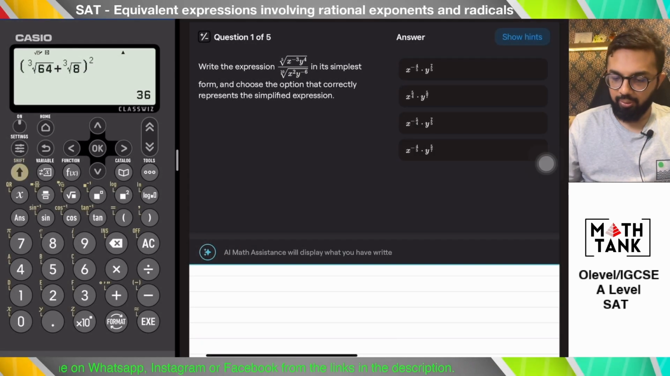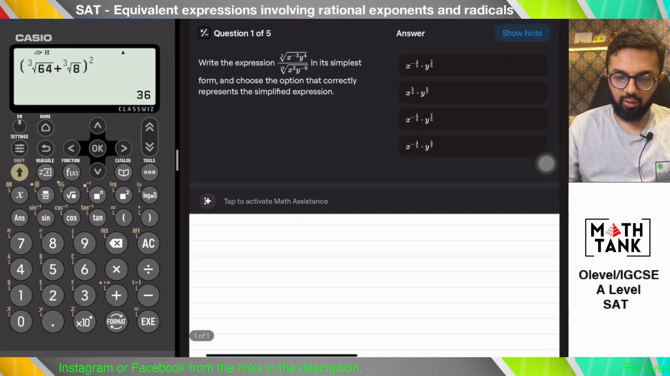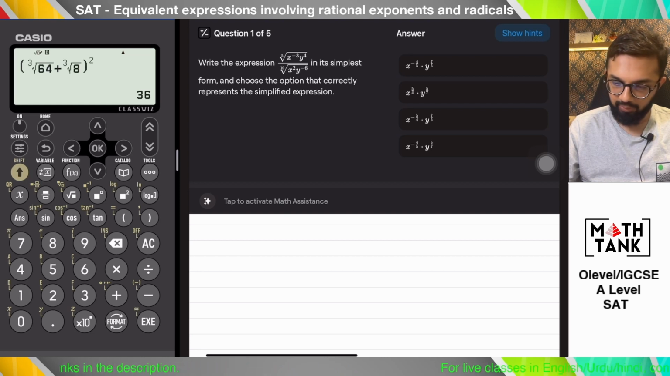Hello and welcome to more difficult questions from our equivalent expressions. Let's see in its simplest form and choose the answer option that correctly represents.